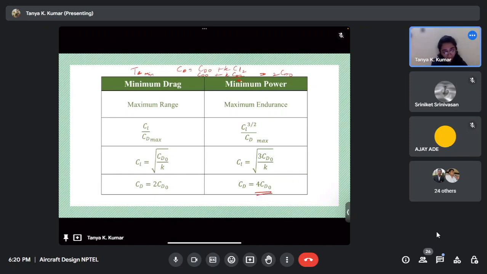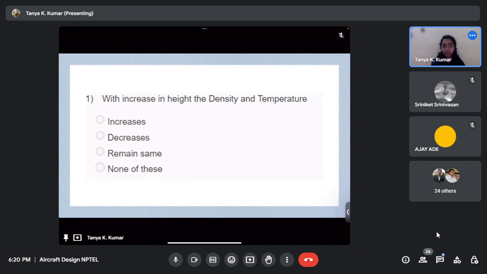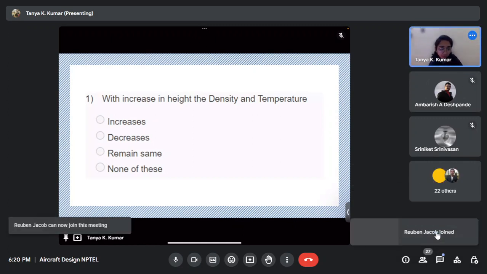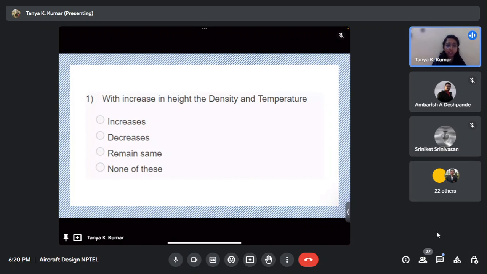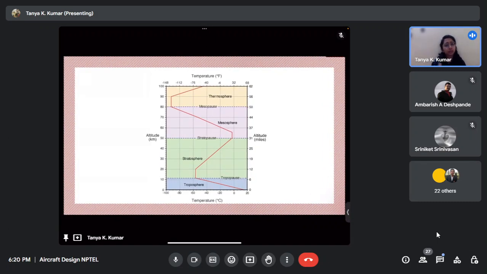All right. Now let's start with a few questions. With the increase in height, the density and temperature will increase, decrease, remain same, or none of these? Decrease. Okay. Before this, we need to look into the standard atmosphere model. Here they haven't mentioned whether it's troposphere or stratosphere or anything. If it's not mentioned, you assume troposphere, and all of you are right, it does decrease.